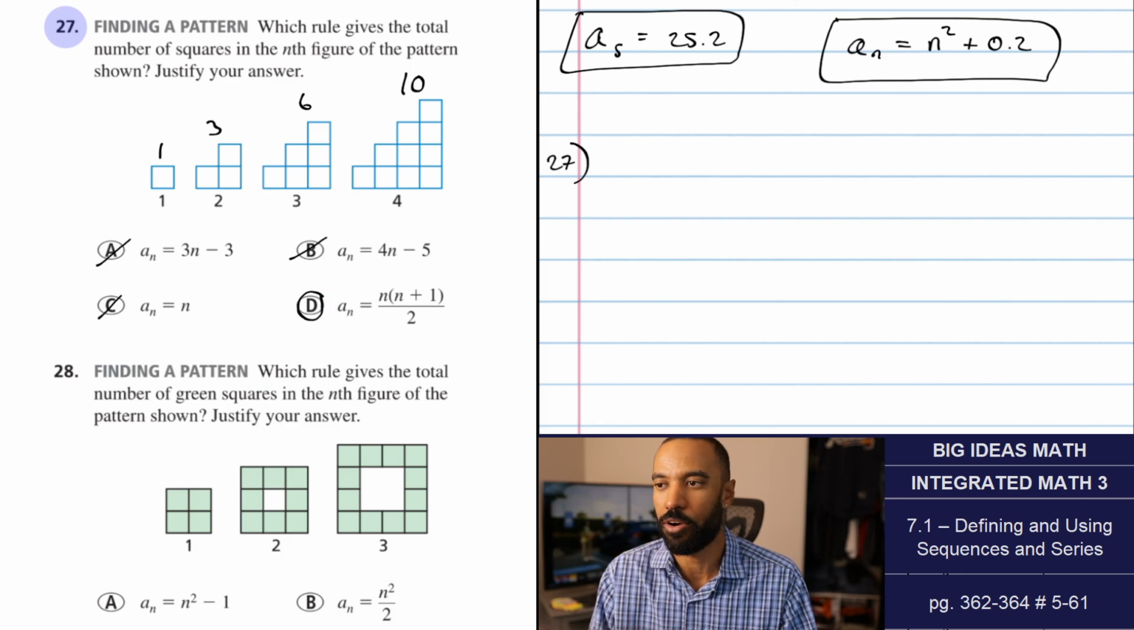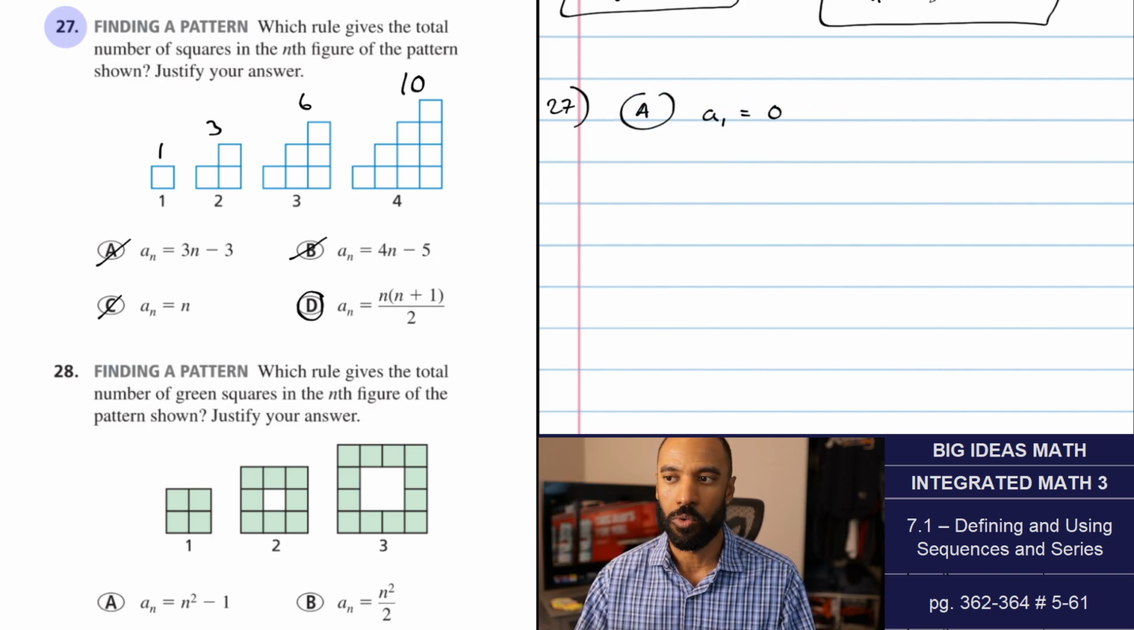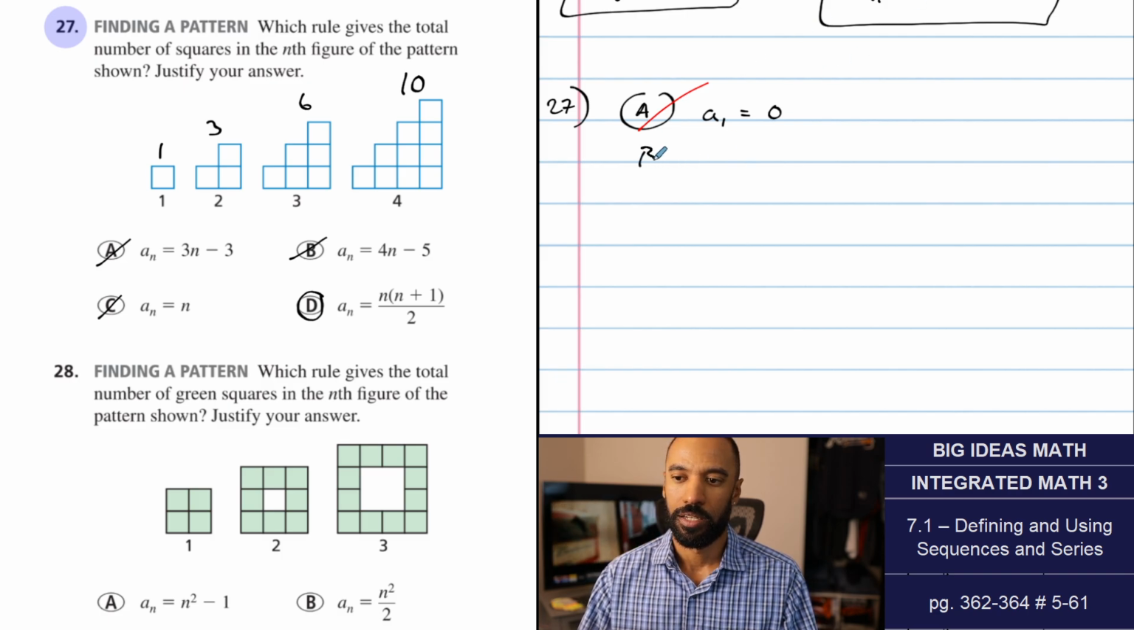Now it says justify your answer, so I got to do a little bit more here. I already kind of ruled out how it's not all the other ones. So for A, your A sub 1 value is 0, so no. For B, I'm just substituting A sub 1.